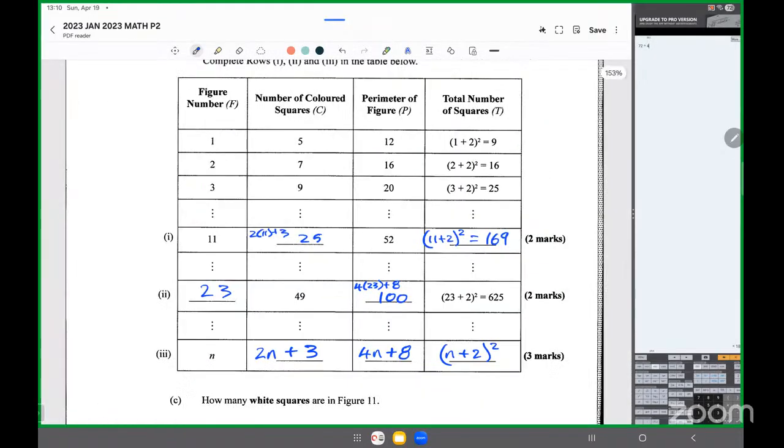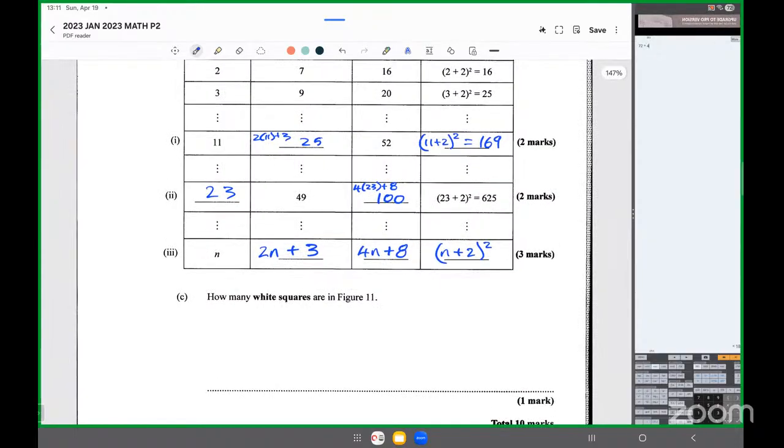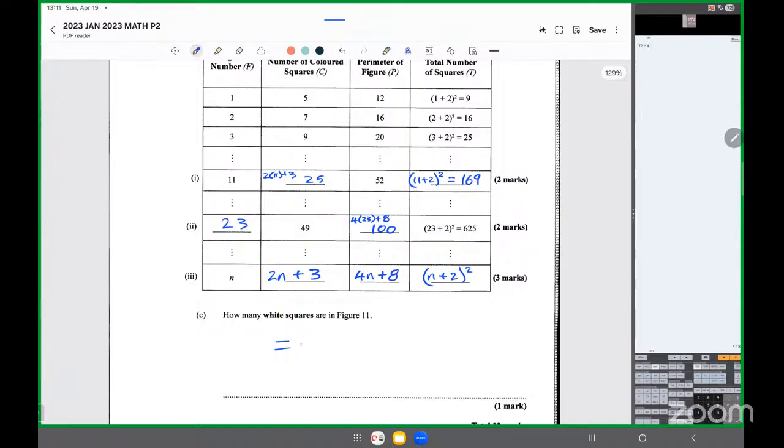So, the next part now says, how many white squares are in figure 11? So figure 11 here. This is the total squares, and this is the colored squares. You have to subtract them. You see that? Total is 169, and the number of colored squares is 25. You have to subtract them to get the white squares. So that's equal to 169 minus 25. How much is that? 144. That's the answer, 144.